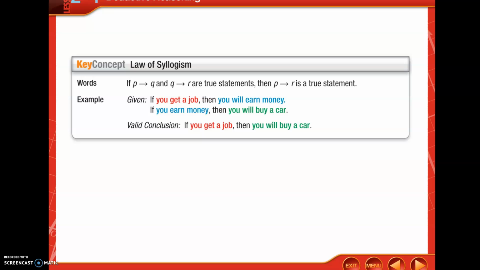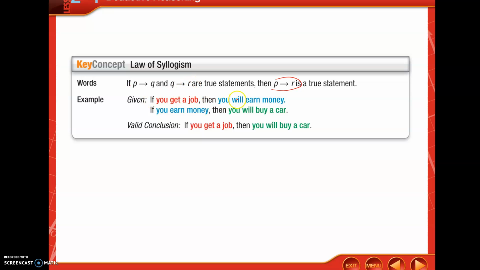So the next law, the second law that we're going to go over, is law of syllogism. Law of syllogism uses 3 total statements: it uses 2 if-then statements, and the conclusion then is a third one. So it's saying if P then Q, so if this P happens, then Q will happen. If Q happens, so notice I'm picking up where I left off here, then R will happen. So then I can make the conclusion if P, then R.